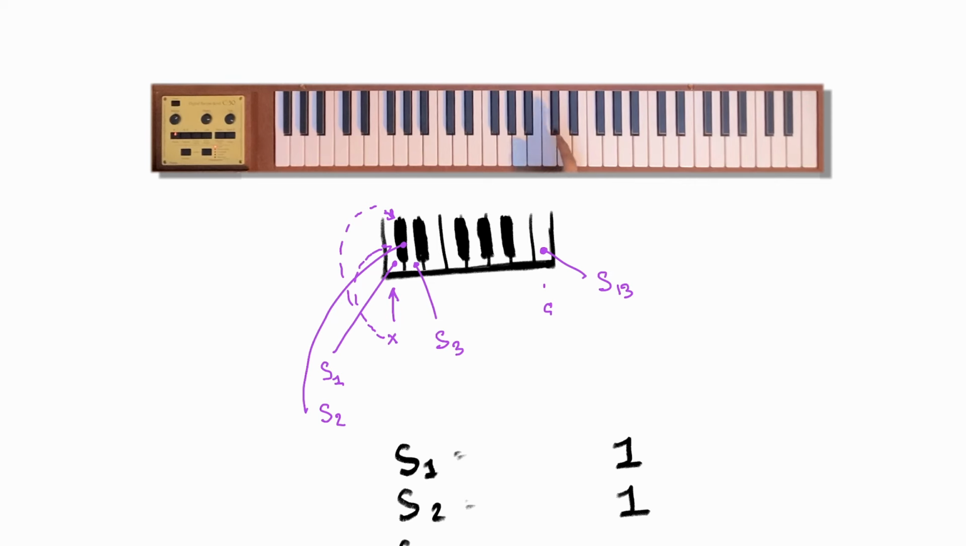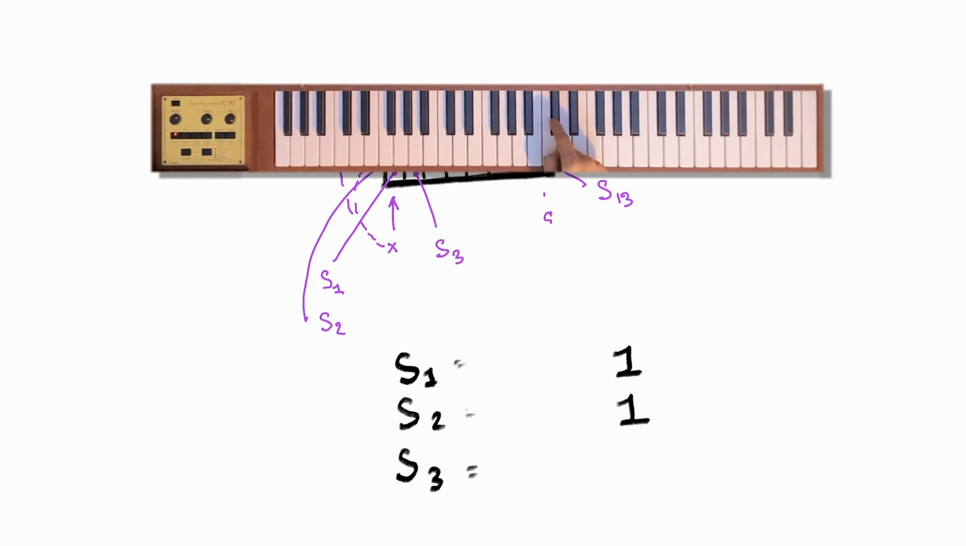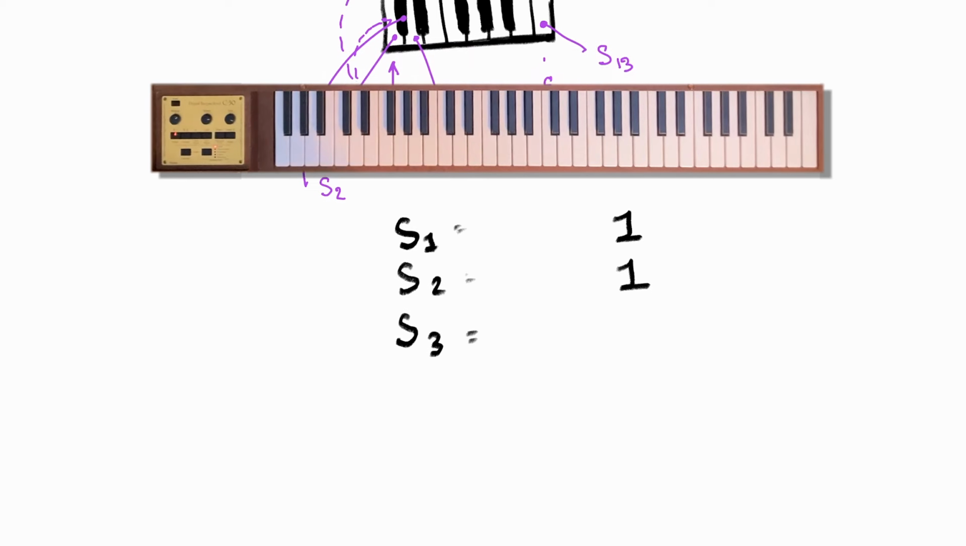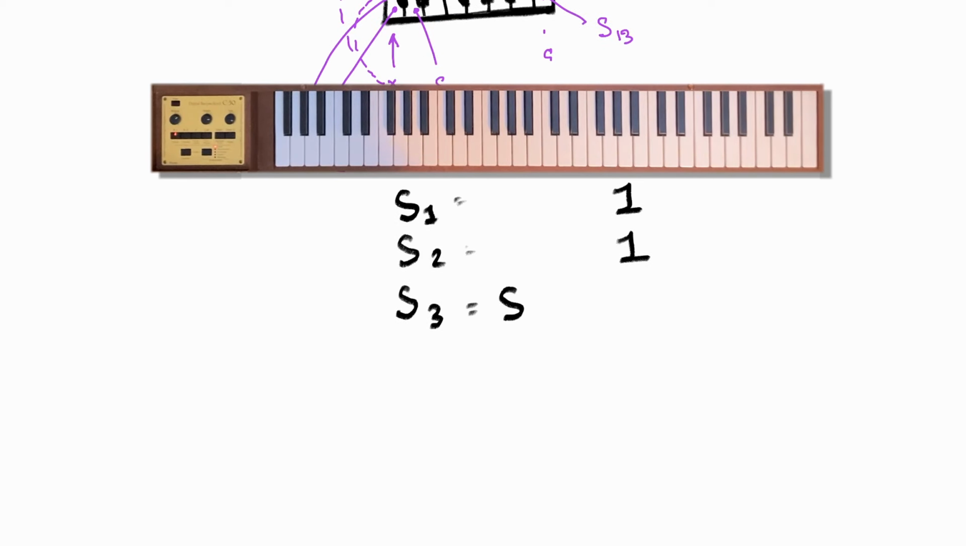Which means that the number of ways to go here from this C is exactly the number of ways to go from this root note to this note, plus the number of ways to go from this note to this note. So we can write S3 is equal to S1 plus S2, which is equal to 2. And indeed, this is correct. We can go like this or like this.